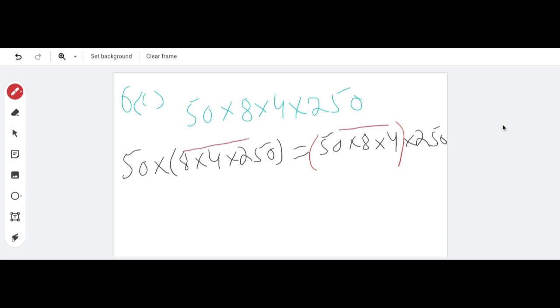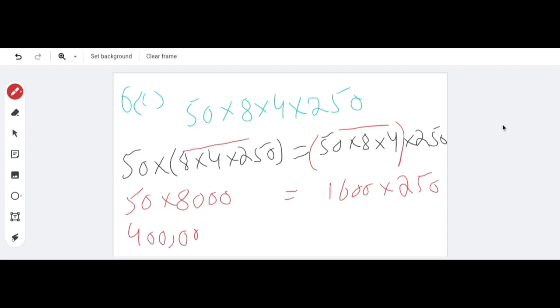Now 8 times 4 gives me 32. 32 with 250 gives me 8,000. 50 multiplied by 8,000 here, and 8 with 4 is 32. 32 with 50 gives me 1600. I have to multiply with 250 here. Now 8,000 multiplied by 50, the answer is 400,000. Got it? 1600 multiplied by 250 gives me exactly the same answer.